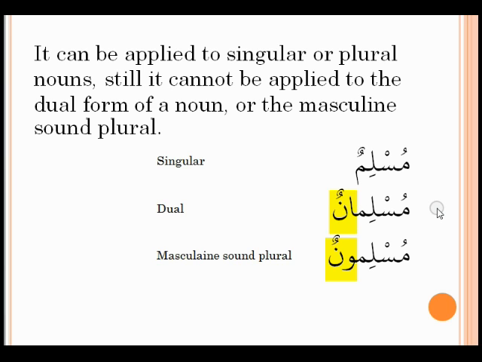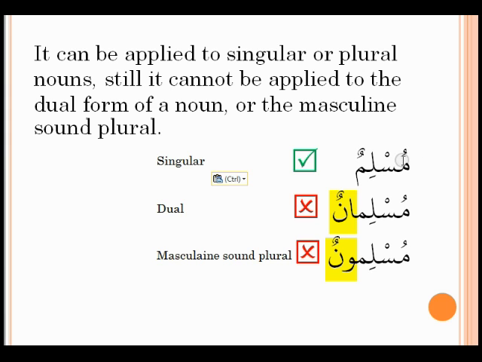So as for this example here, the first one is correct, Muslimun, but the other two are incorrect. Muslimanun, that's a doubling of a nunation, no need. It sounds strange when you pronounce it. And Muslimunun, also a doubling of a nunation, waw nun and then tanween, is not accepted in Arabic.